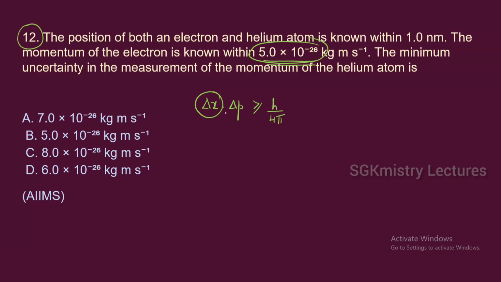So delta P, the minimum delta P, also will be the same. Here 5.0 into 10 to the power of minus 26 is given. So that will be the same as whatever the measurement, the minimum uncertainty in the delta P. Whatever uncertainty they have given for delta P will be equal. So 5.0 into 10 to the power of minus 26 kg meter per second is the right answer.